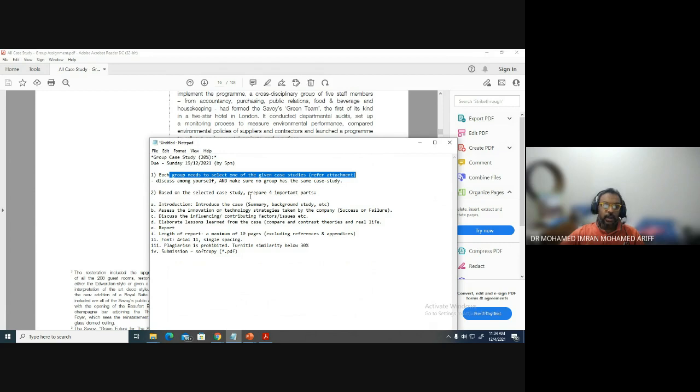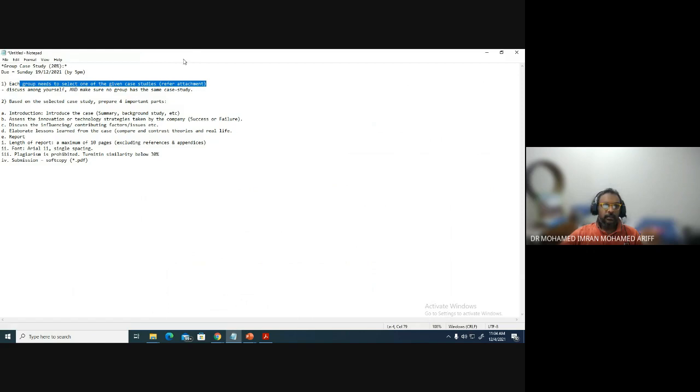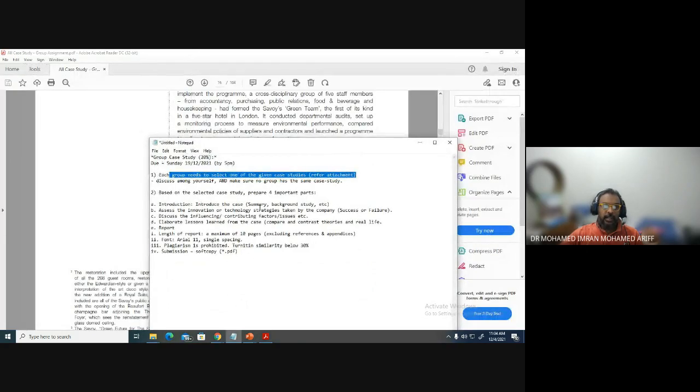Okay. So based on the selected case study, prepare 4 important parts. Introduction, summary, background study. Assess the innovation or technology strategies taken by the company. Okay, so how do you assess them? You assess these innovation or technology strategies based on success and failure. So ada dalam case study ini is a success thing and ada juga yang failure thing. So you assess that and you pilih salah satu. If the case study is about success, then you focus on success.